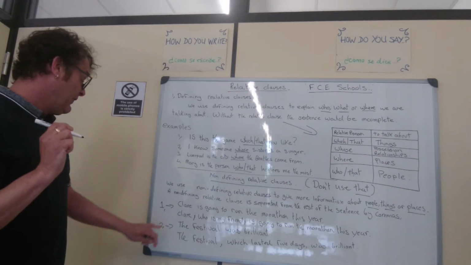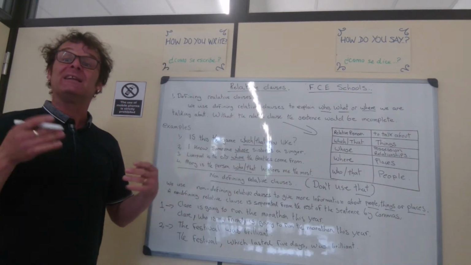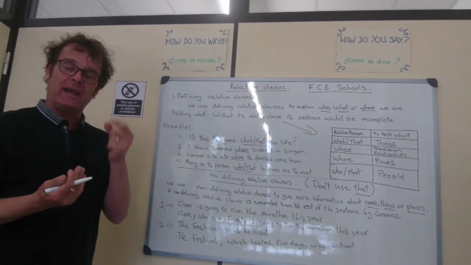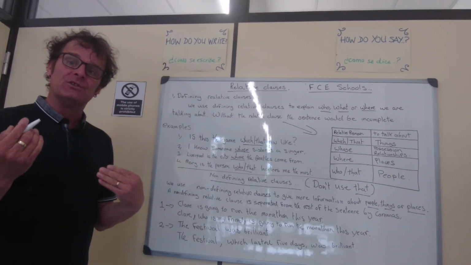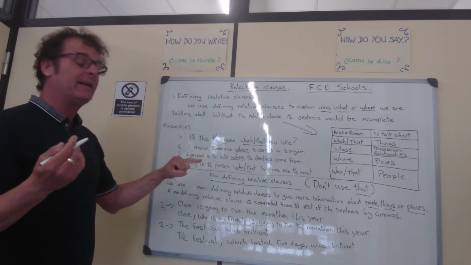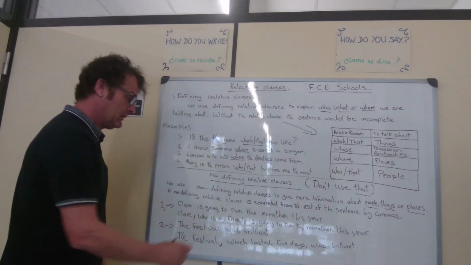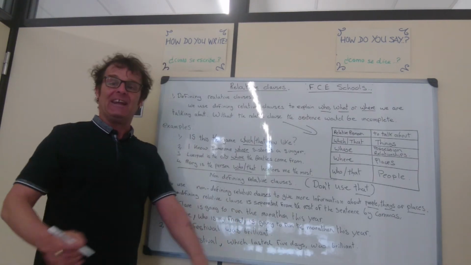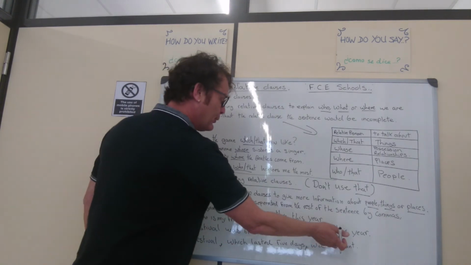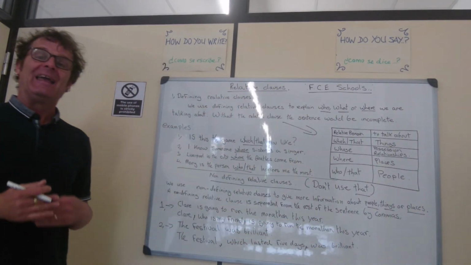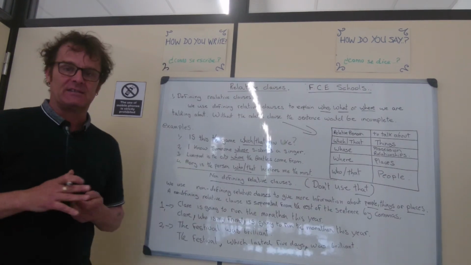Another one. The festival was brilliant. It makes sense. But now I'm going to give you more information about it by using a non-defining relative clause. The festival, comma, which lasted five days, comma, so here's the clause, was brilliant. So now I'm giving you more information about the festival.